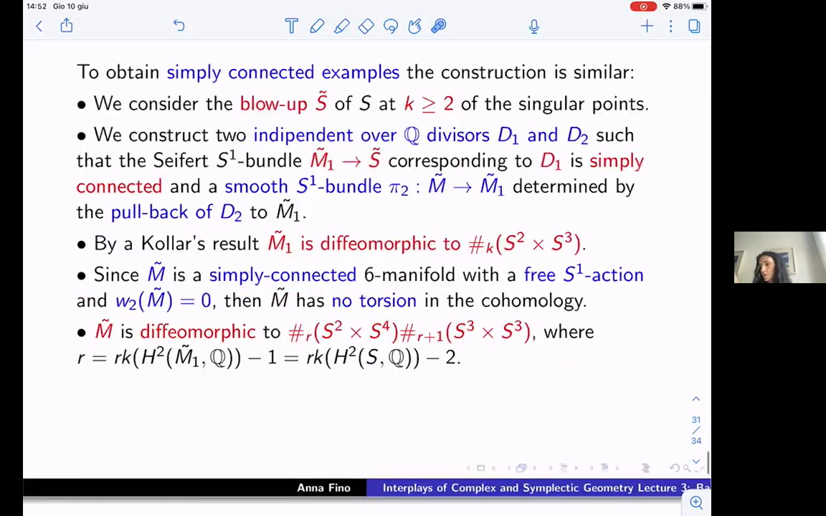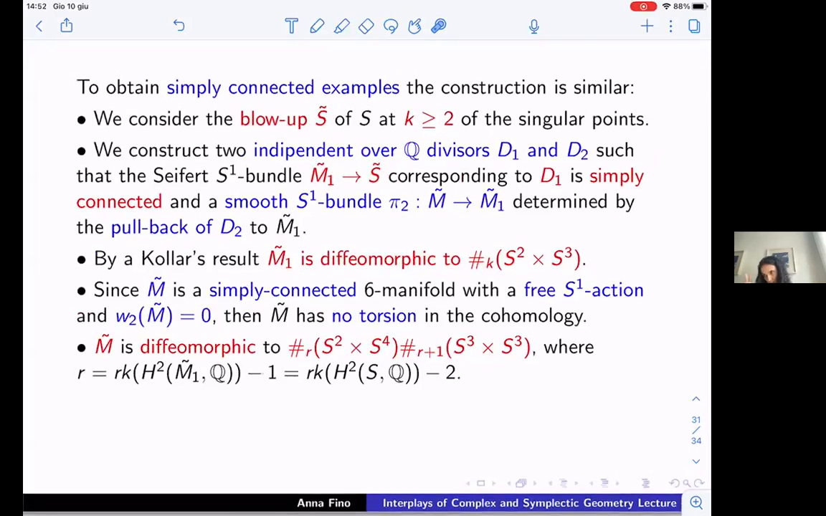We now need to choose two independent divisors over Q. So we first construct one and then we construct two. And then again, we identify what it is. And what it is at the end is this connected sum of R copies of S2 times S4, connected sum with R plus 1 copies of S3 cross S3. And this is essentially given by the second cohomology of your manifold.